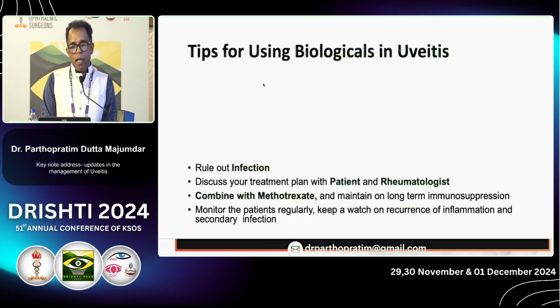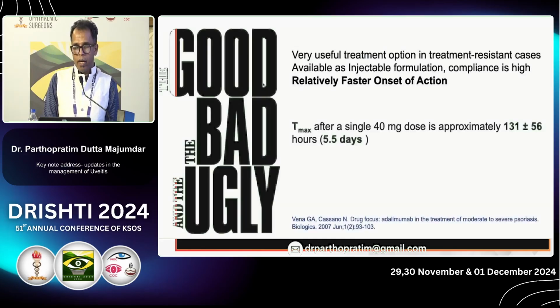Now, tips for biological use in uveitis. If you want to decide, first of all, you have to rule out infection, and discuss your treatment plan with the patient and rheumatologist. Combination with methotrexate, as I said, is very important because you can maintain long-term immunosuppression. When the disease is inactive, you can stop the biologic and continue the patient on methotrexate. And monitor your patient regularly, keeping a watch on recurrence of inflammation.